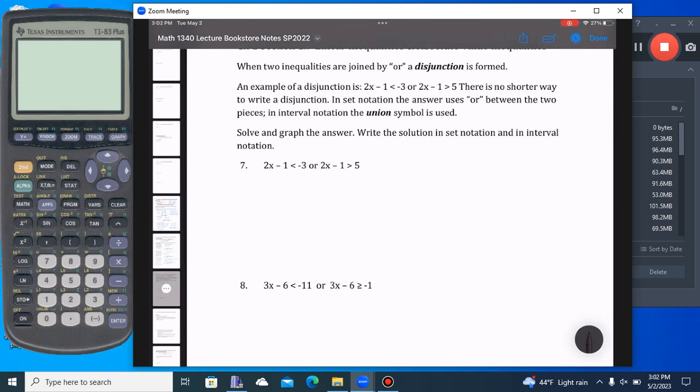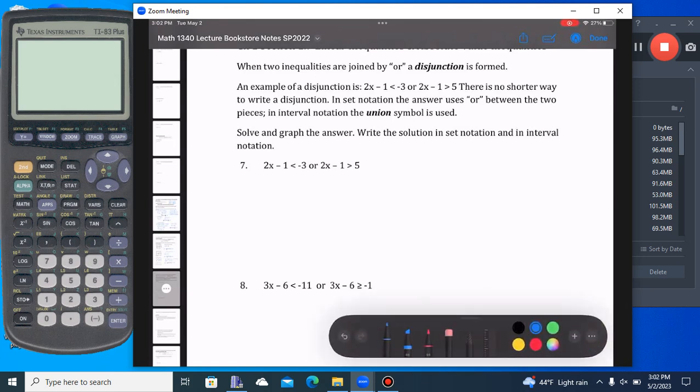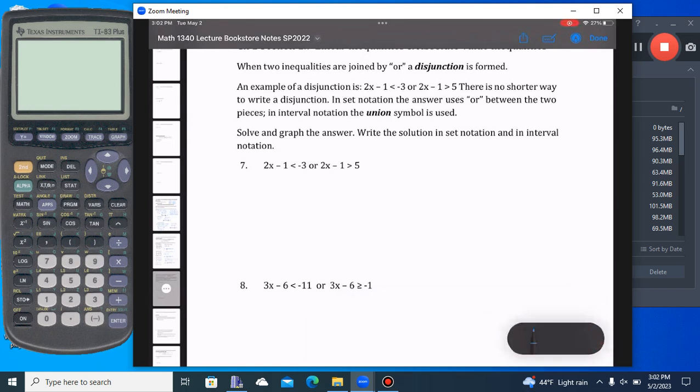Right, so we have 2x minus 1 is less than -3, or 2x minus 1 is greater than 5. We'll add 1 to both sides of both inequalities. We get 2x is less than -2, and 2x is greater than 6, and then divide by 2: x is less than -1, or x is greater than 3. So in set notation, x such that x is less than -1, or x is greater than 3.